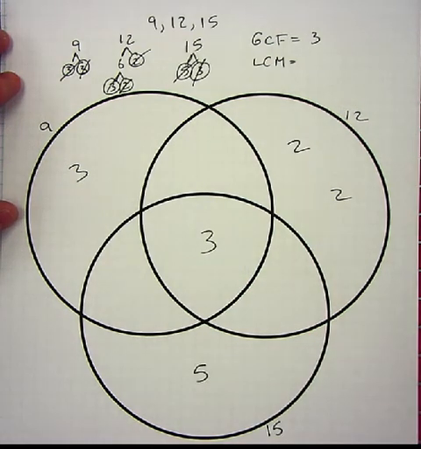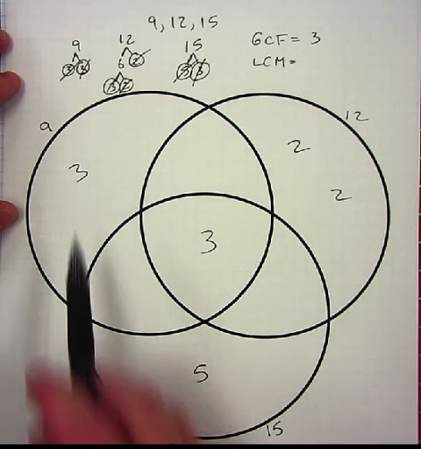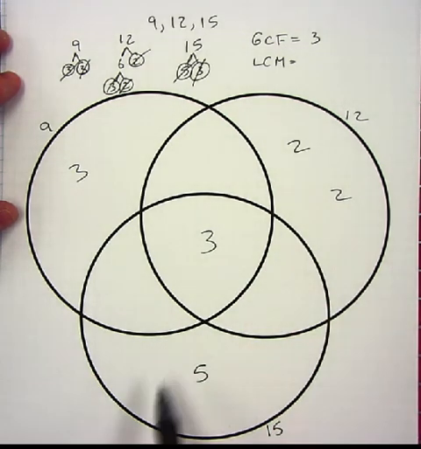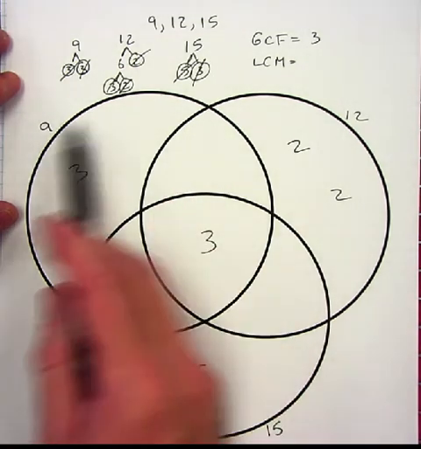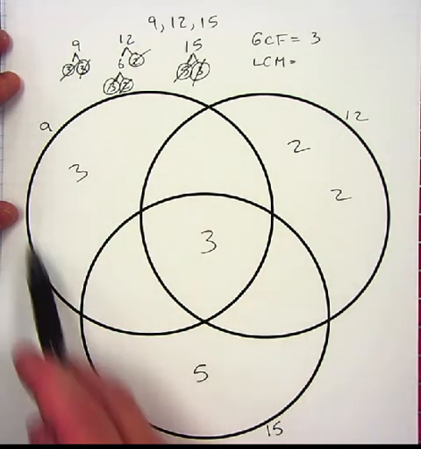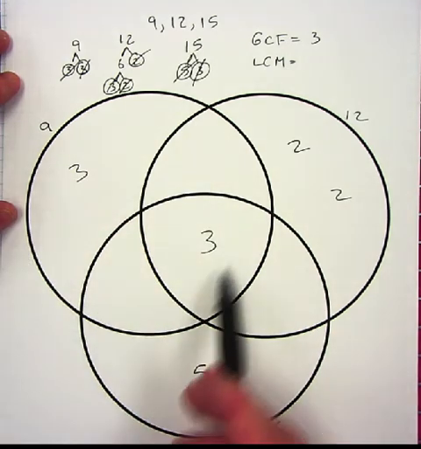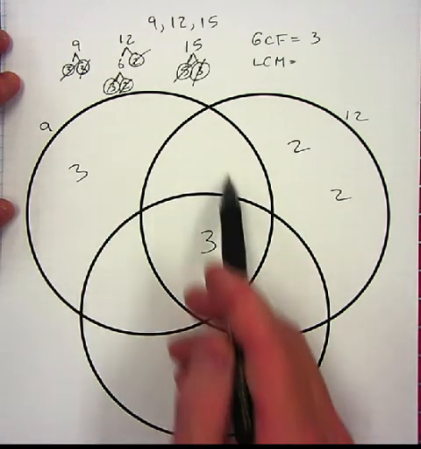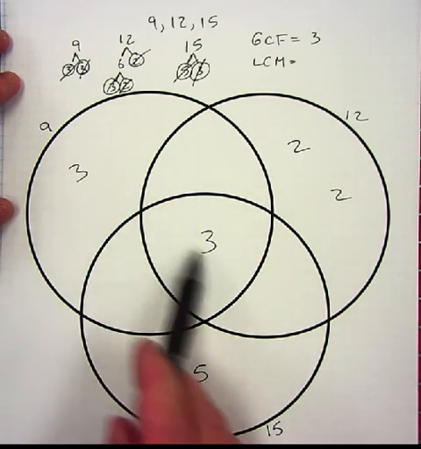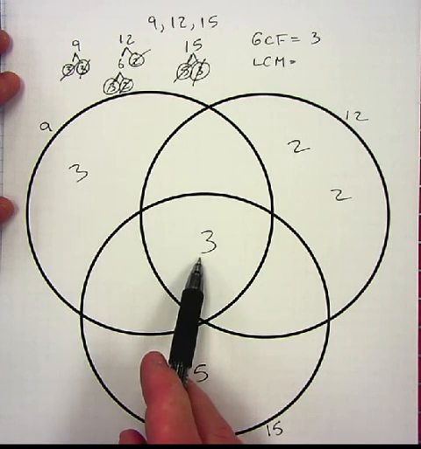LCM is found the same way we did with two numbers. Once we've placed all of our prime factors correctly, we multiply them all together, and I forgot one key step. We're supposed to check our work before we start multiplying anything. So let me check my 9 circle. I'm looking just at this circle for 9. And all the numbers in that circle should multiply together to 9. 3 times 3 is 9, so that's correct.